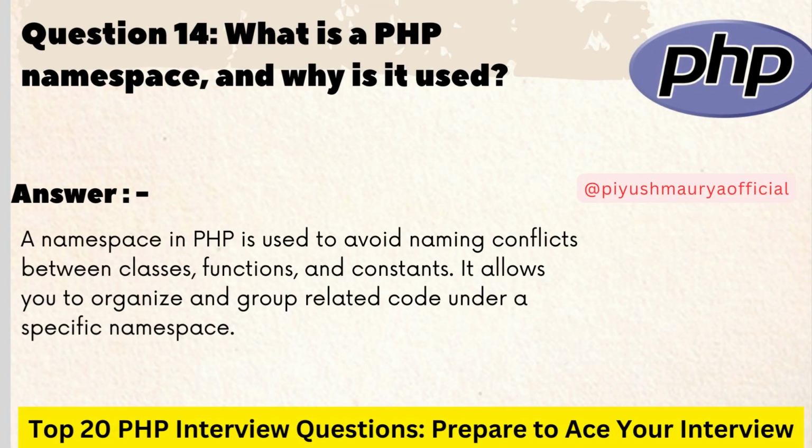Question 14. What is a PHP namespace and why is it used? A namespace in PHP is used to avoid naming conflicts between classes, functions, and constants. It allows you to organize and group related code under a specific namespace.